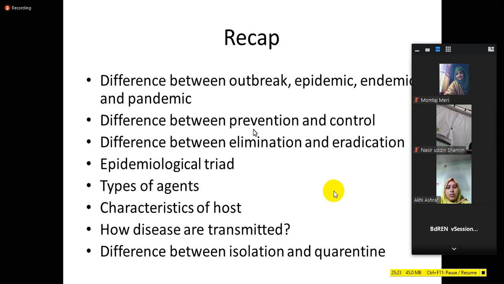We also differentiate between prevention and control. Prevention means before occurrence of the disease, and control means once we have the disease, we have to keep it under control. Otherwise, again, as I said, outbreak, epidemic, especially when we're talking about infectious disease. Even for non-communicable disease also, we have to go for some control. Now another term is elimination and eradication. So prevention, control, elimination, eradication, these are the understanding when we are talking about prevention and control.